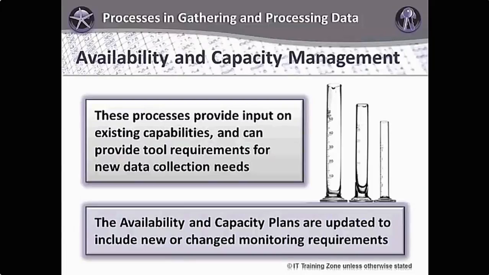Next, let's look at availability and capacity management in relation to gathering and processing data. What part do these processes play? Well, they provide significant input into existing monitoring and data collection capabilities, and can provide tool requirements to meet new data collection needs. The availability and capacity plans are updated to include any new or changed monitoring requirements.